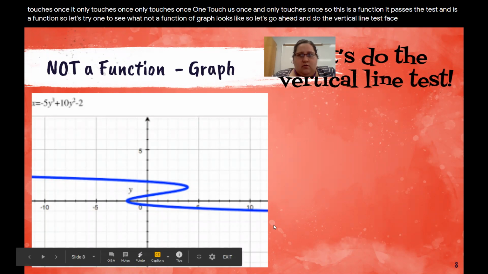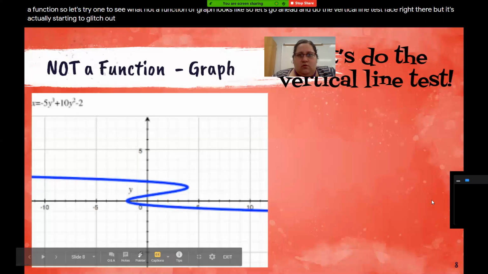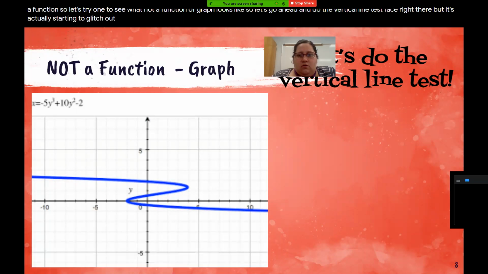I'll put my face right there. But it's actually starting to glitch out. Oh no. Hopefully this won't be like this forever and it's still recording.